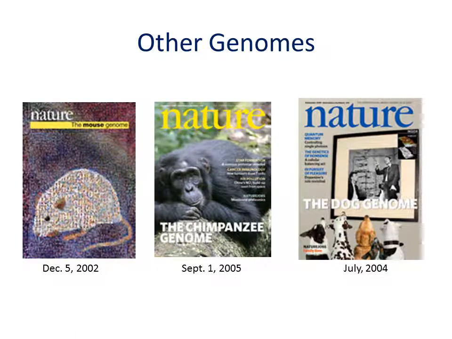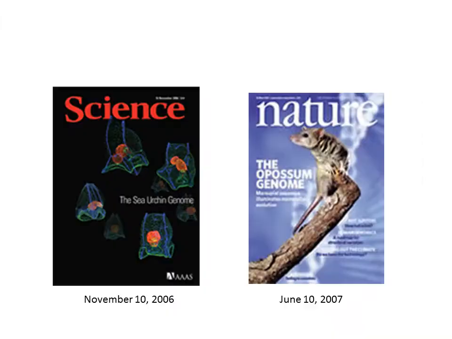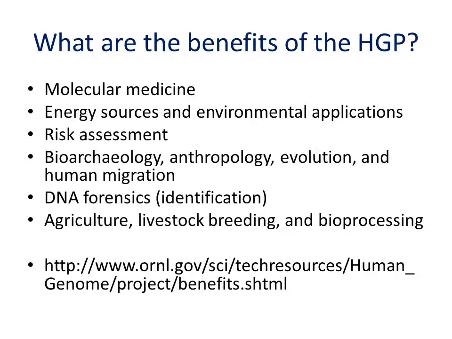So what has since been sequenced? Well, the mouse gene came out in December of 2002, the chimpanzee, as well as the dog. You can see here the dogs are looking at a picture of Watson and Crick studying the model of DNA. We also have the sea urchin, as well as the possum, and many others as well.